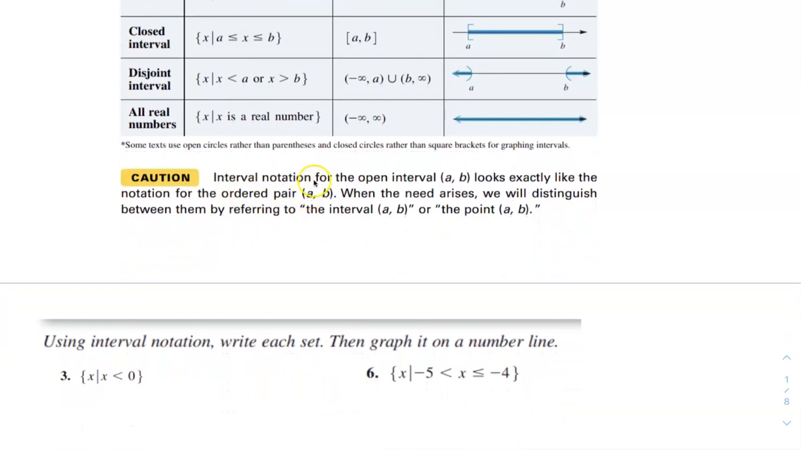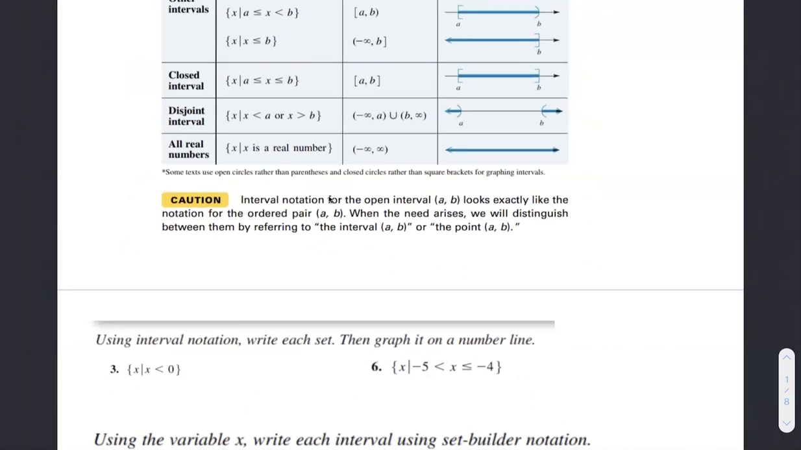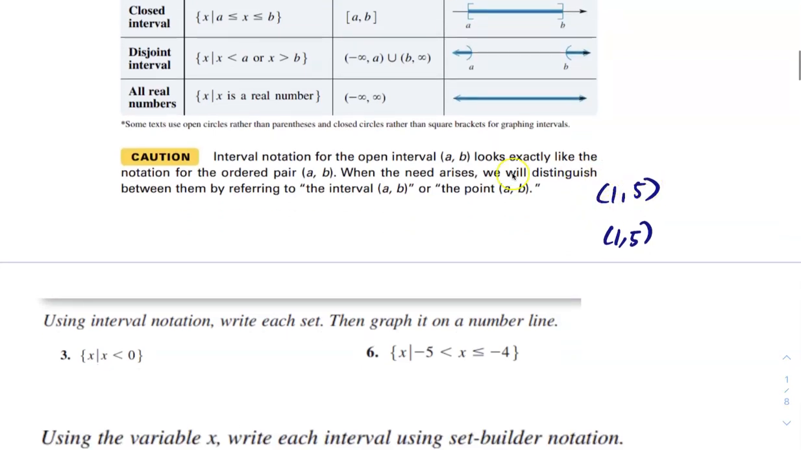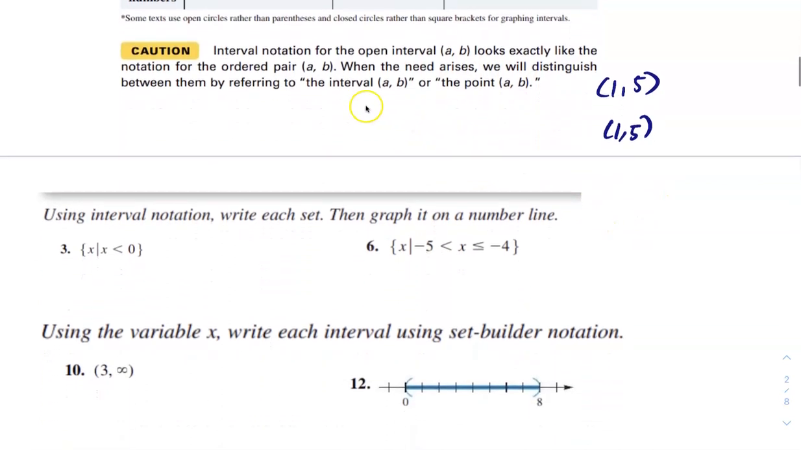Keep in mind, real caution: when you write an interval notation like A to B, it looks like a point. If I write from 1 to 5, when we're talking about interval notation, that's all the values from 1 to 5, not the point (1, 5). It's the exact same notation. It's all about context. When you mean interval, we're saying all the values from 1 to 5. When you mean a point, you mean the point (1, 5).